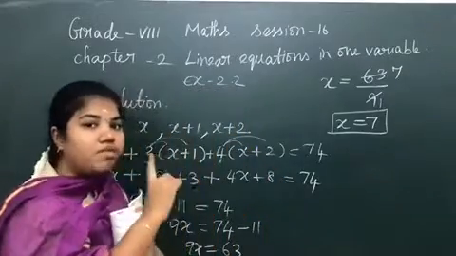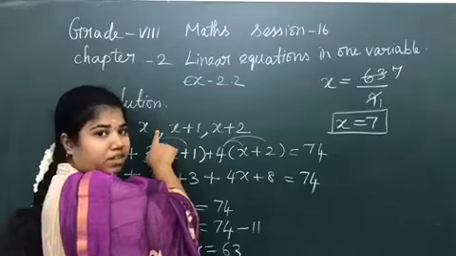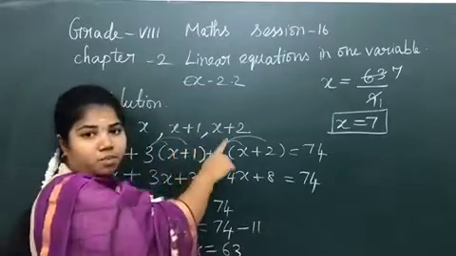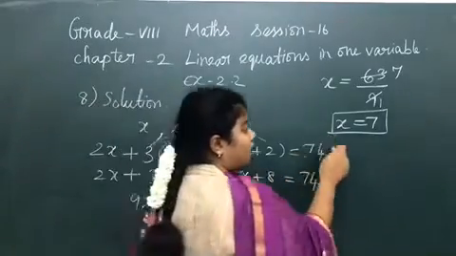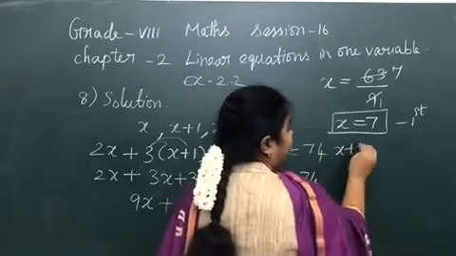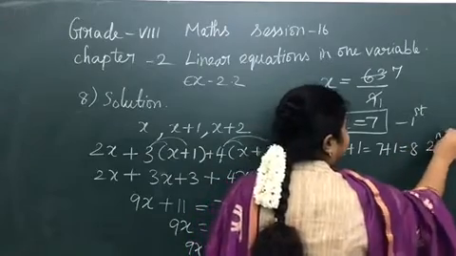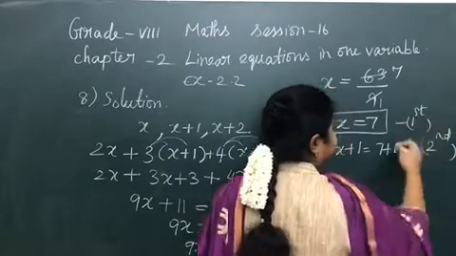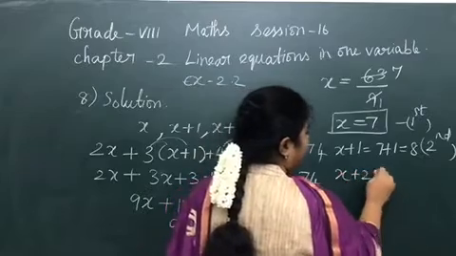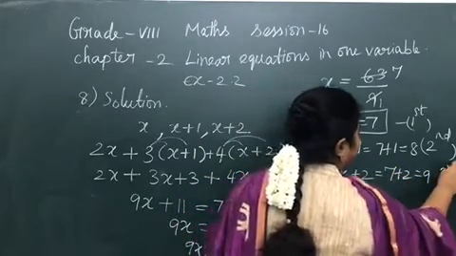Now this is not my final answer. I have to go for this to complete my sum. So x, x plus 1 and x plus 2 are the 3 numbers. I have got x, this is the first number. And x plus 1, which means 7 plus 1, which is equal to 8, is the second number. And x plus 2, which is equal to 7 plus 2, 9, is the third number.